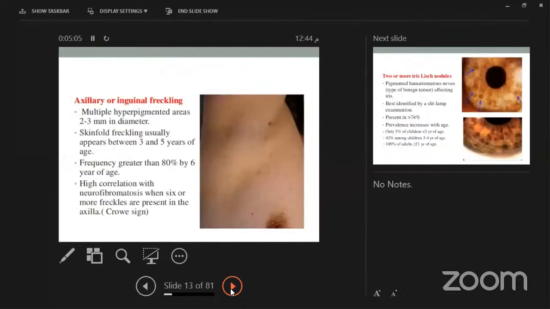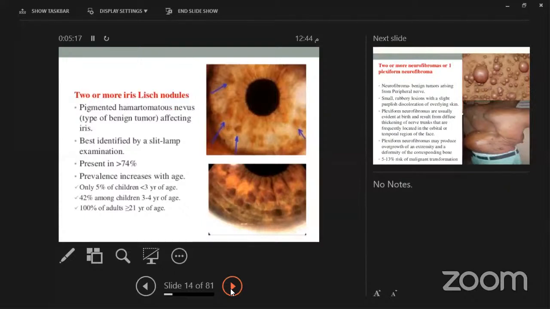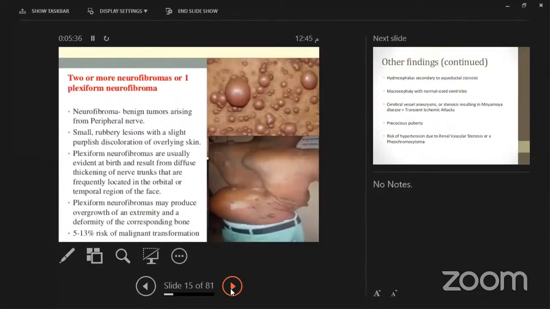Axillary or inguinal freckles are hyperpigmented freckles commonly presenting in the axilla, in more than 80% by 6 years of age. Two or more Lisch nodules: these are pigmented hamartomas of the iris, benign tumors, detected by slit lamp examination, present in more than 74% of patients with neurofibromatosis type 1. Two or more neurofibromas or a plexiform neurofibroma.